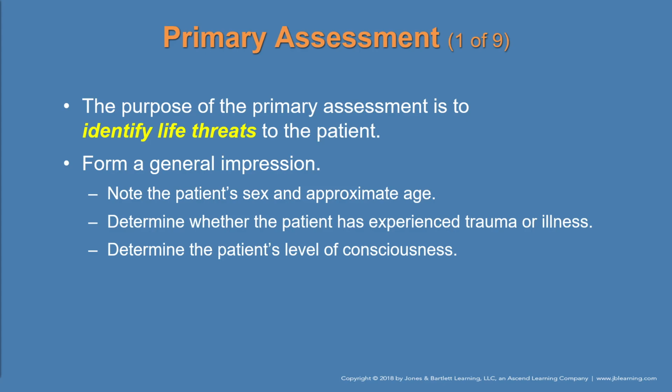So, forming a general impression, this is before we touch the patient. We're looking at the patient's apparent sex, approximate age, body size, and just physical characteristics of this patient. You're also going to determine whether this is a traumatic injury, a medical problem or illness, or a combination of the two, because they could have gotten sick and then been traumatized, or had trauma exacerbate an illness. We're going to determine their level of consciousness.